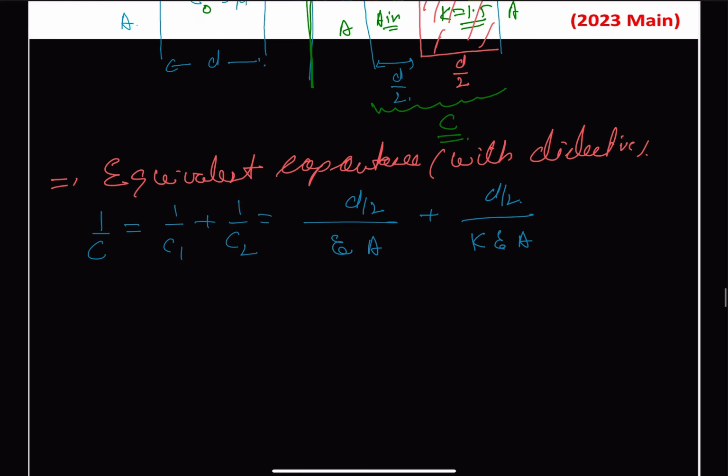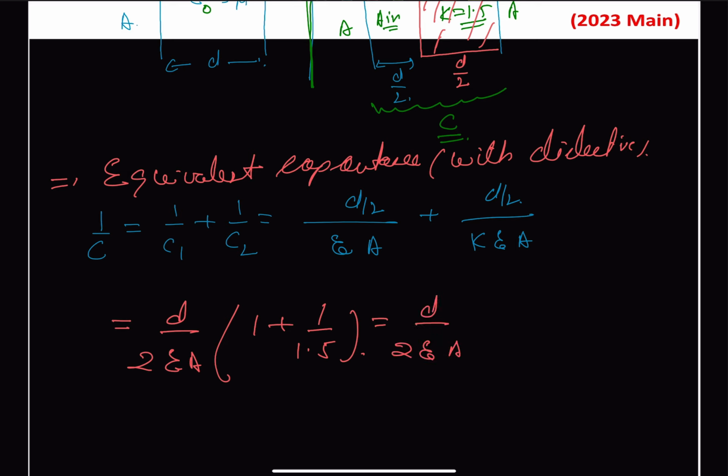Now we can just solve it. We can take d by 2 as common, so this comes as d by 2 epsilon naught A, with the value of K we know, this comes as 1 plus 1 upon 1.5. 1.5 is 3 by 2, so this will come as 2 by 3, and 1 plus 2 by 3 is 5 by 3, and we get d upon 2 epsilon naught A multiplied by 5 by 3.